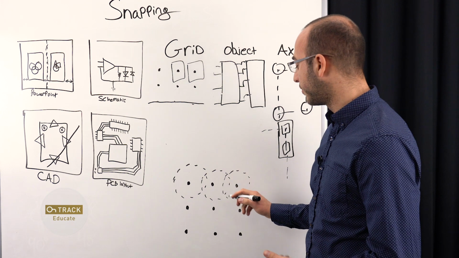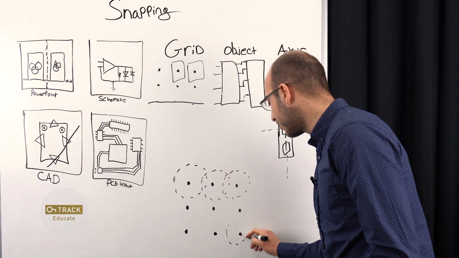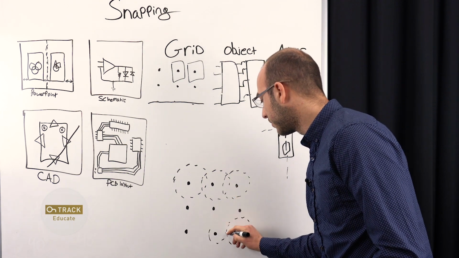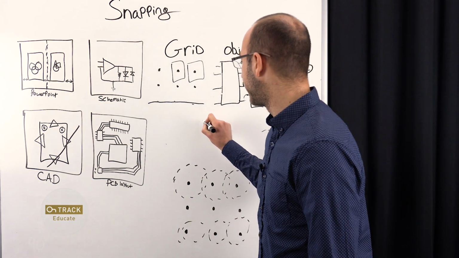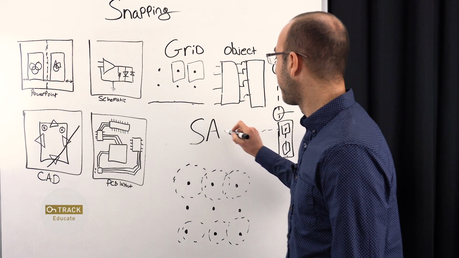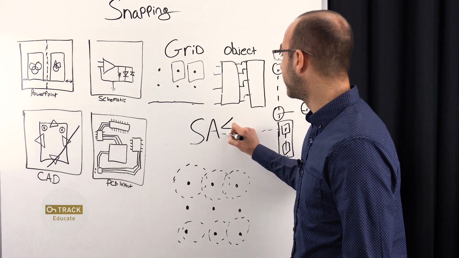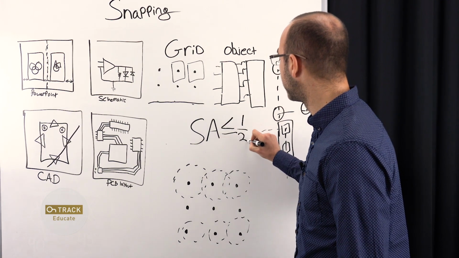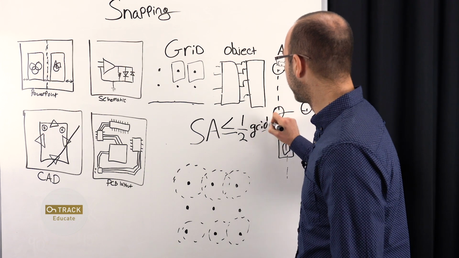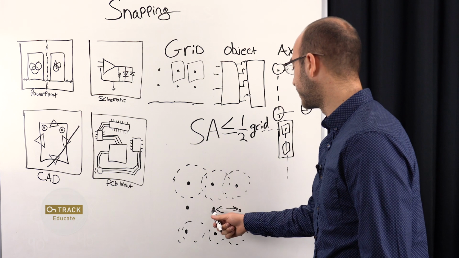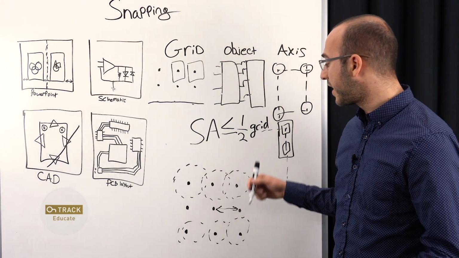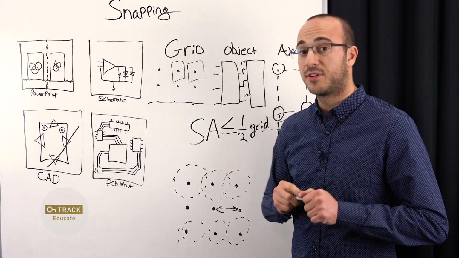So what you want to do to avoid this is to have snapping areas that don't overlap. Let's call the snapping area SA. We want that less than or equal to 1/2 our grid length. And the grid length is from one point of the grid to another. So if you keep that in mind, you will save yourself a lot of headache, really.